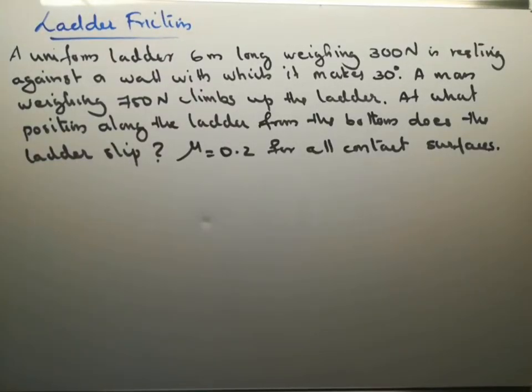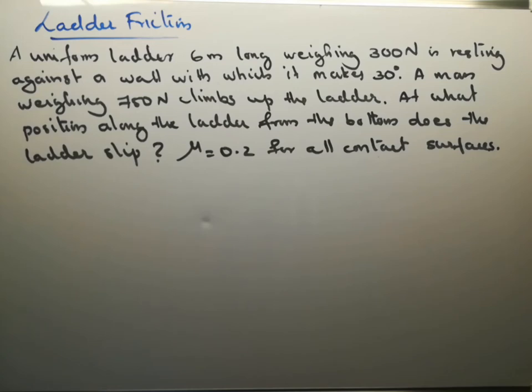In this ladder friction problem, a uniform ladder 6 meter long weighing 300 Newton is resting against a wall with which it makes 30 degree. A man weighing 750 Newton climbs up the ladder, and at what position along the ladder from the bottom does the ladder slip? Coefficient of friction at all the contact surfaces is equal to 0.2.